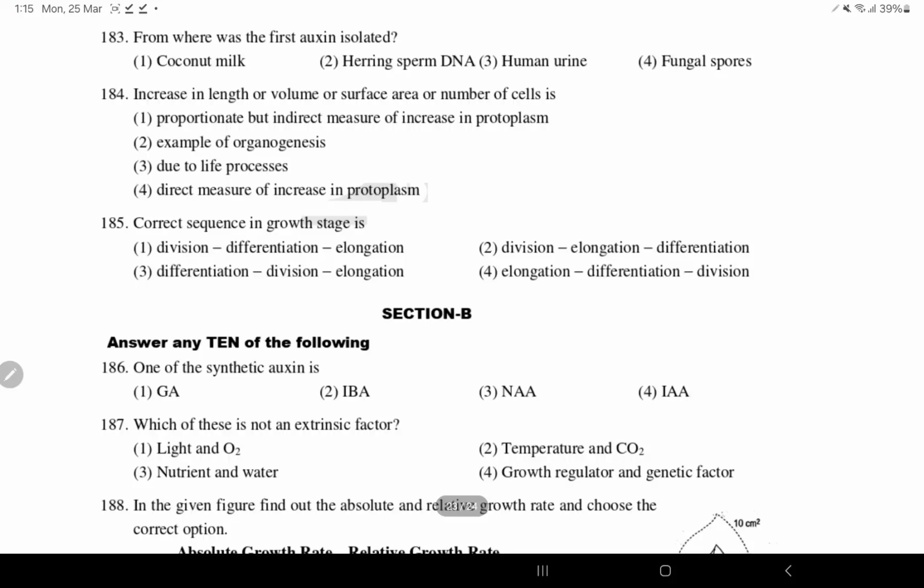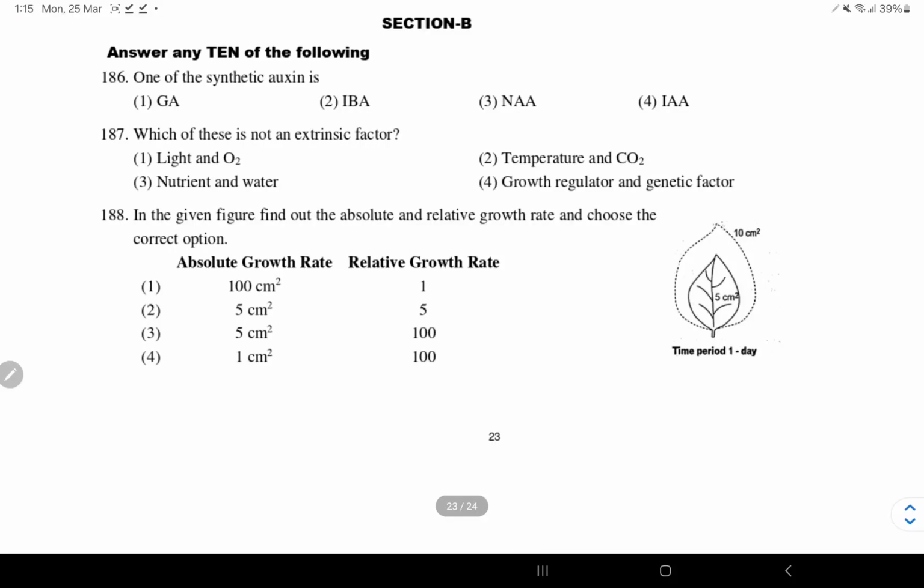Increase in length or volume or surface area of number of cells is a proportionate but indirect measurement of increase in protoplasm. So option 1, this is an NCERT line. Correct sequence of growth stages: division, elongation, differentiation. Option 2.